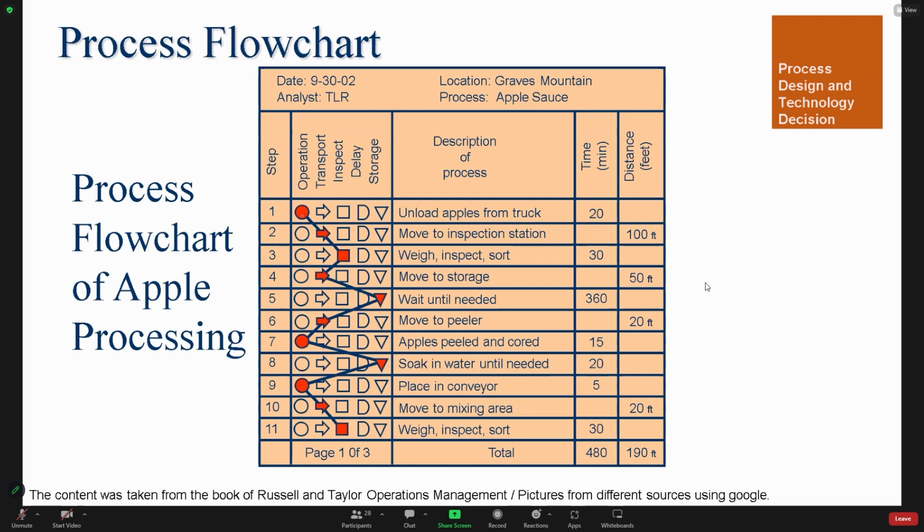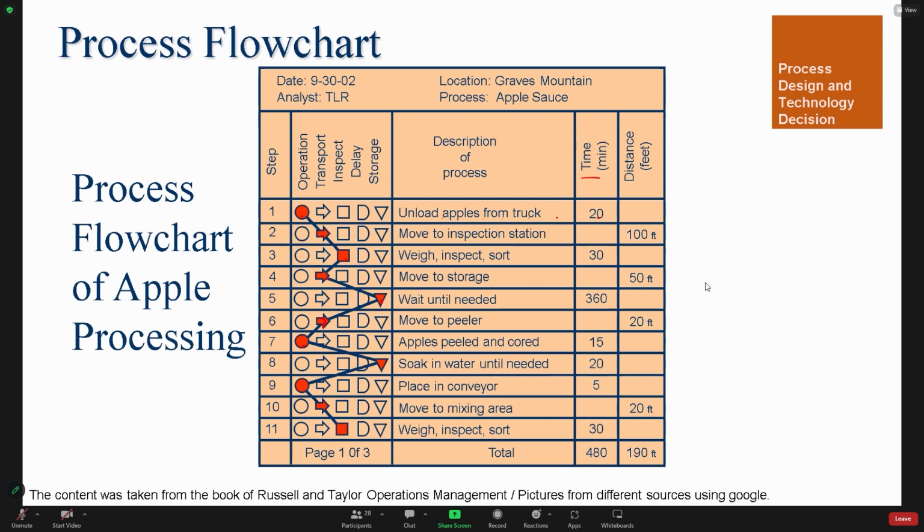Start is the operations: unload apples from truck, time, and then transport, and then inspect, then transport again, then storage, then transport again, okay? And then what is the operation? Apples peeled and cored, okay? So this is the time, etc. So that's the process. This is how they make apple sauce.